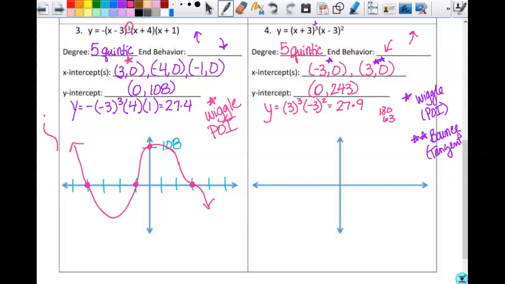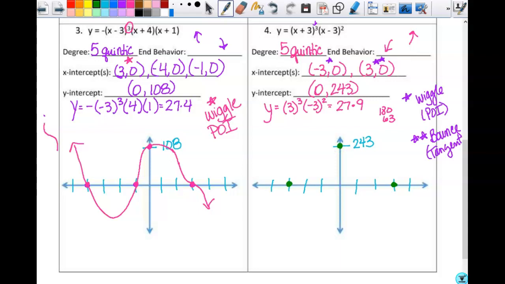All right, so I will put my little hash marks in here. I'm just going from -3 to 3, so I can space these out a little bit. 1, 2, 3, 4. 1, 2, 3, 4. Okay, that's good. And then I have a positive 243. I'll just make that 243, and we're good to go. All right, so I plot (-3, 0), and I plot (3, 0), and I plot the y-intercept.